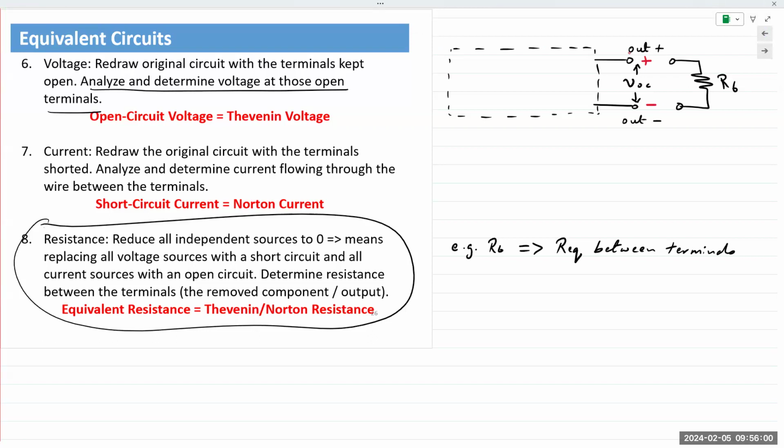Again, choose any technique you want. Mesh current analysis, node voltage analysis, superposition, series parallel analysis, KVL, KCL, Ohm's law. You can apply anything you want. You find the voltage at those terminals. That is your Thevenin voltage. Again, not a new analysis technique. You're simply applying that technique to a larger network theorem.